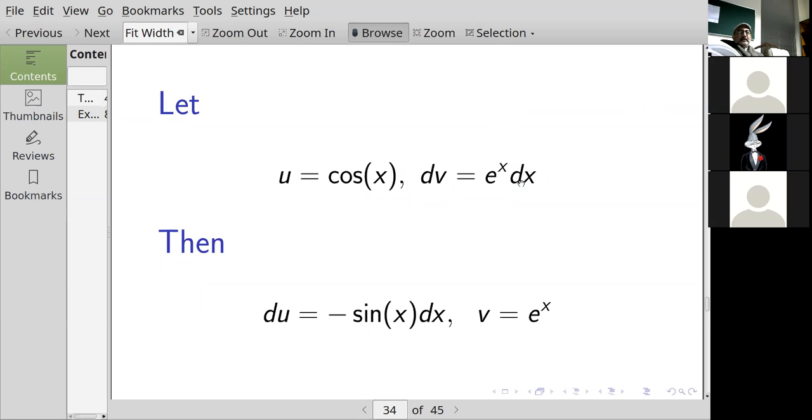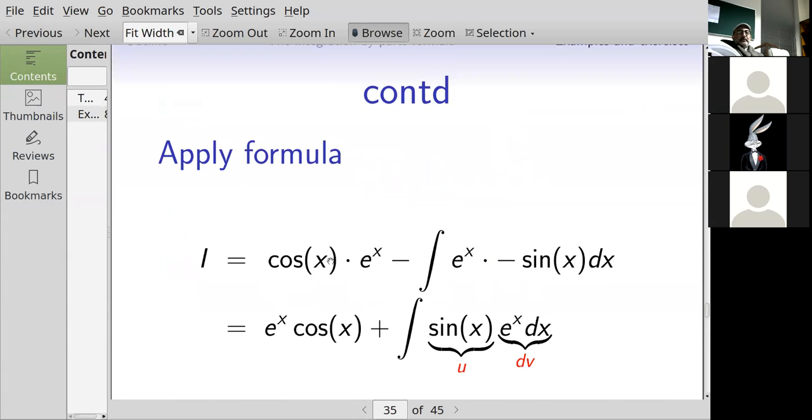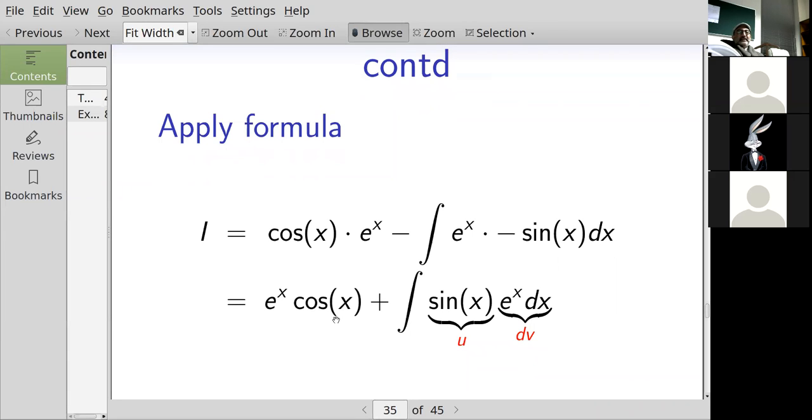So u is cos of x, times v, e to the x, minus the integral of v, e to the x, times du, which was minus sine of x dx. That's equal to e to the x cos of x plus the integral of sine of x e to the x dx. Now, when we had a polynomial times an exponential, we got a lower order polynomial the next time we had to evaluate an integral.